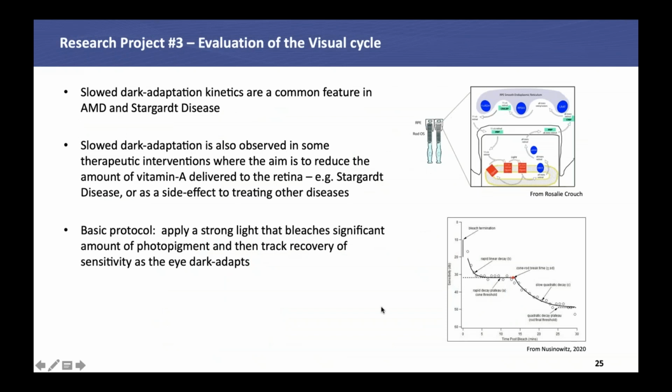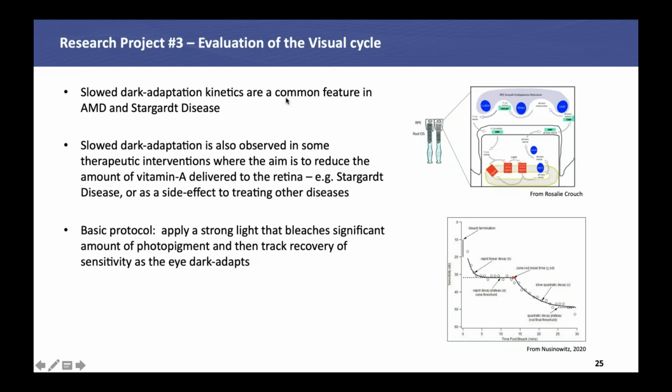The third project, which is my home base, has to do with looking at the recovery kinetics of the visual cycle. Some of you may know that when you bleach, you need to recover sensitivity by recycling all-trans retinol in the retina back to 11-cis-retinal, and that involves the visual cycle.